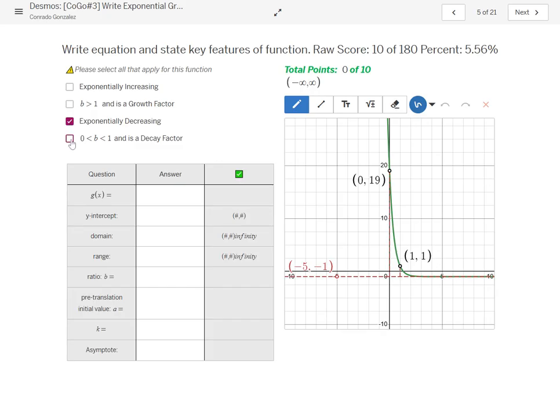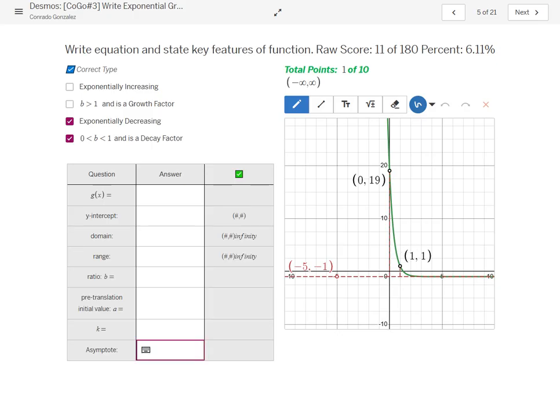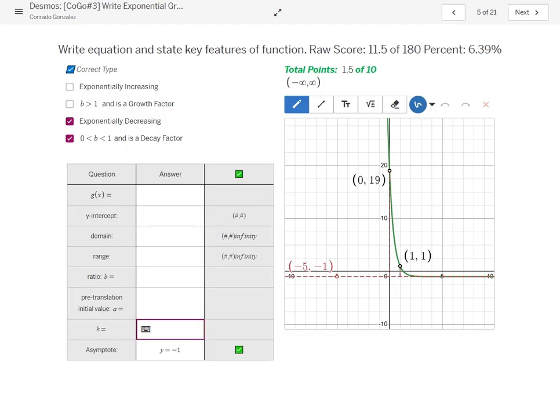Here's a decreasing function. It is a decay factor, and b is between 0 and 1. But this has been shifted down 1. So you know here that the y equals -1, and the k value is -1, right? That means everything got shifted down 1.